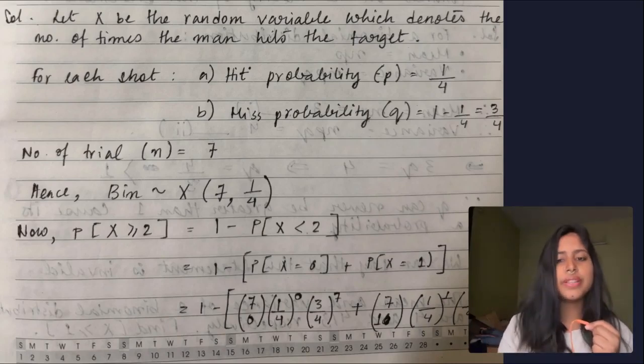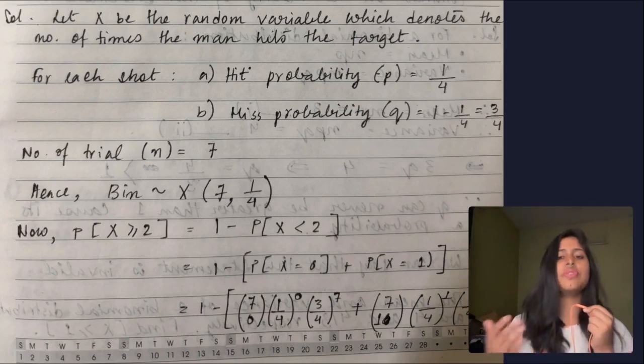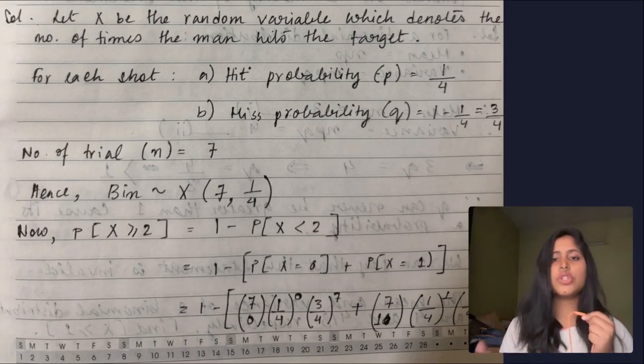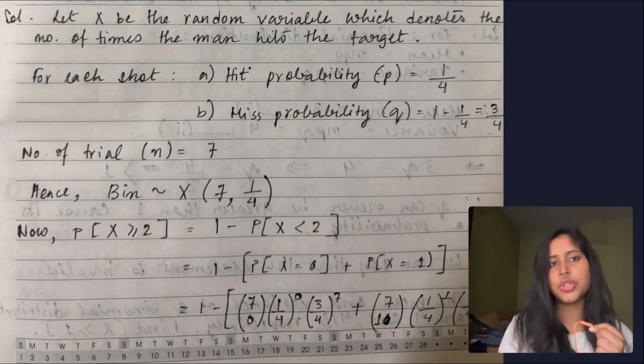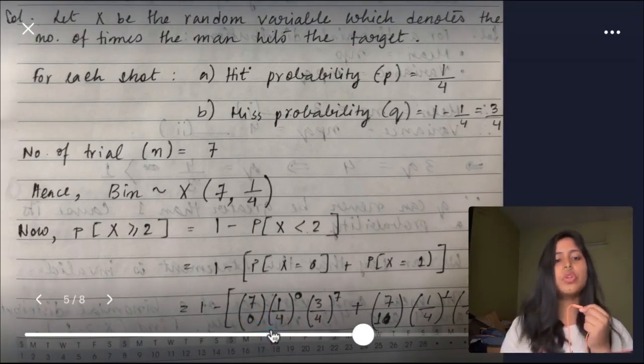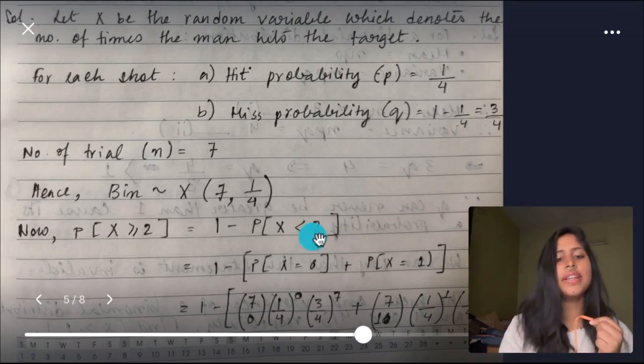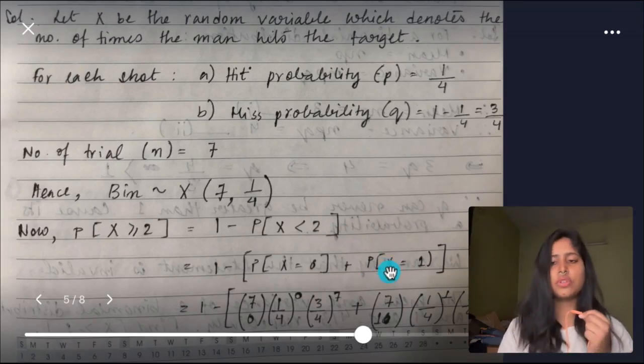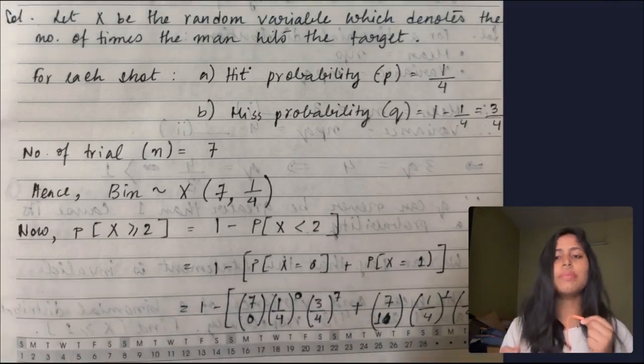So basically here you need to write probability of x greater than or equal to 2 is equal to 1 minus the sum of probability of x equals 0 plus probability of x equals 1. And next you need to plug into the formula, like 7 choose 0 times 1 by 4 to the power 0 times 3 by 4 to the power 7. And for x equals 1, you need to write 7 choose 1 times 1 by 4 to the power 1 times 3 by 4 to the power 6.